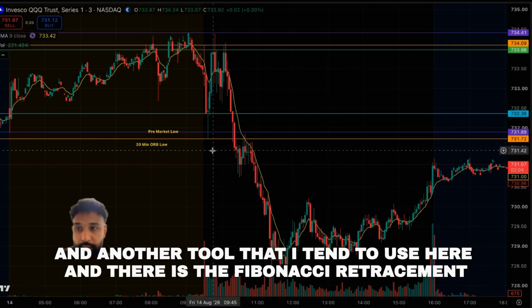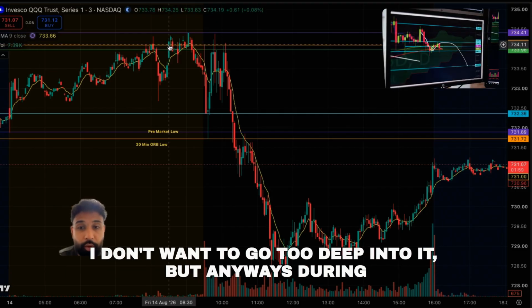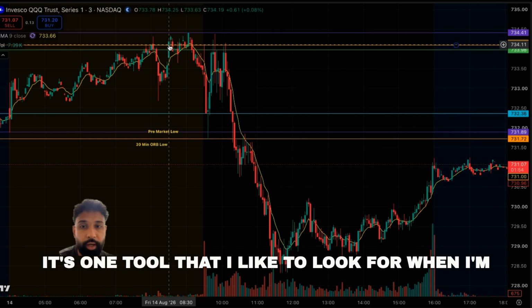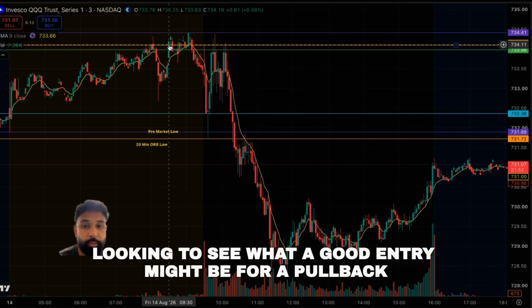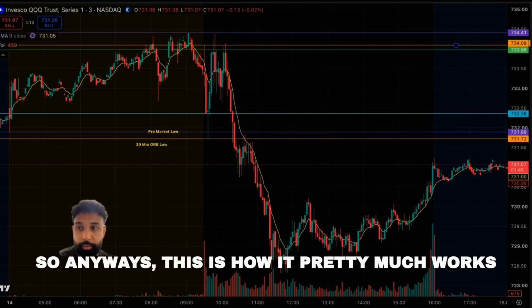Another tool that I tend to use here and there is the Fibonacci retracement. I don't want to go too deep into it, but anyways, it's one tool that I like to look for when I'm looking to see what a good entry might be for a pullback. So if I'm not relying on one of my key levels, I like to pull out this tool. So anyways, this is how it pretty much works.